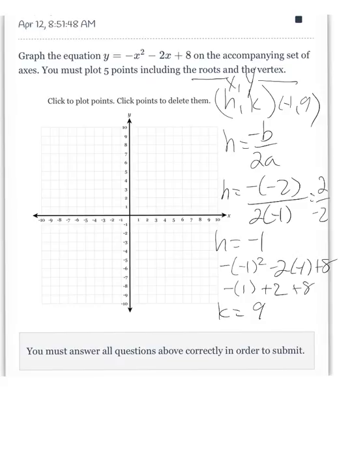Okay, so we would go to negative 1. We would go up to 9. And we would put an ordered pair right there.